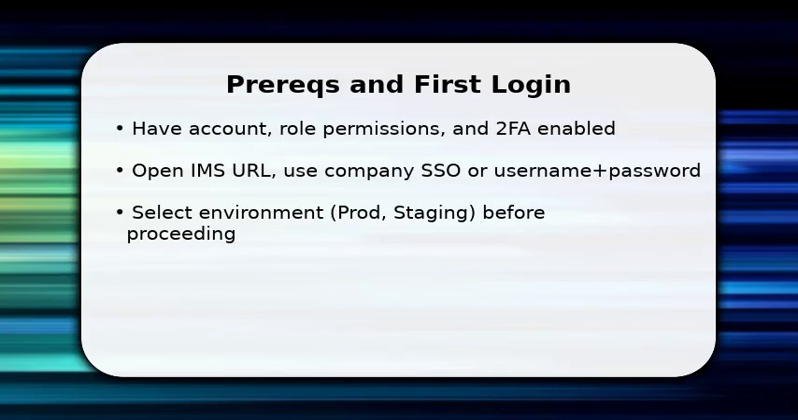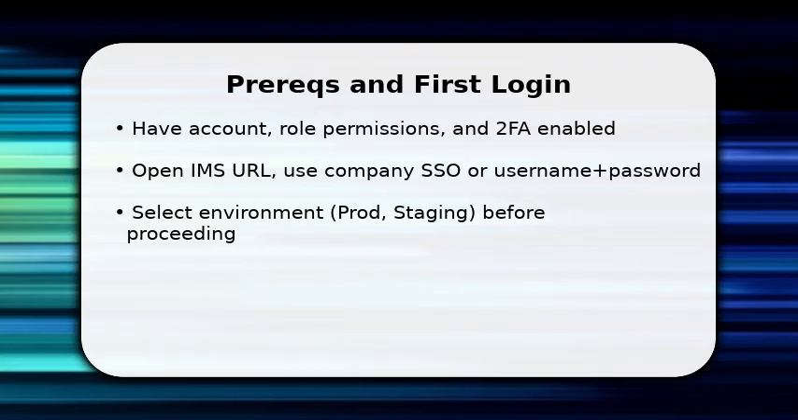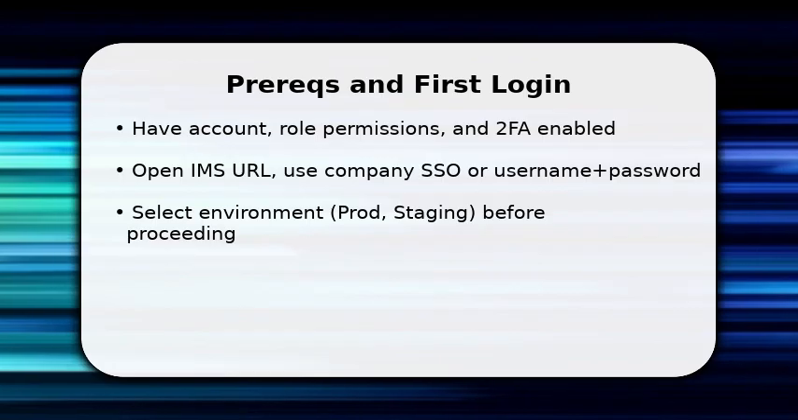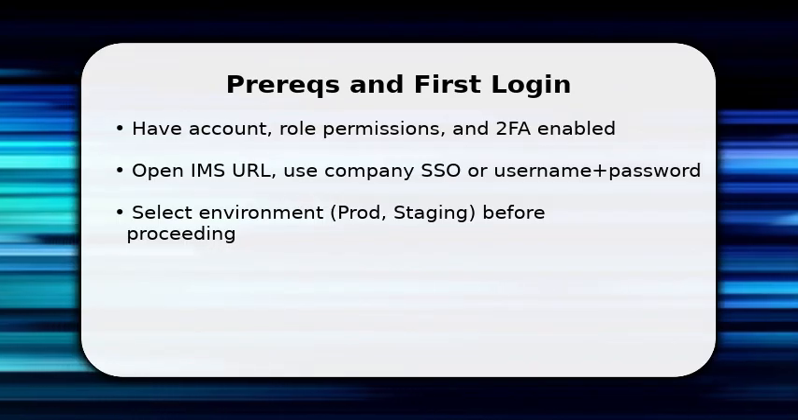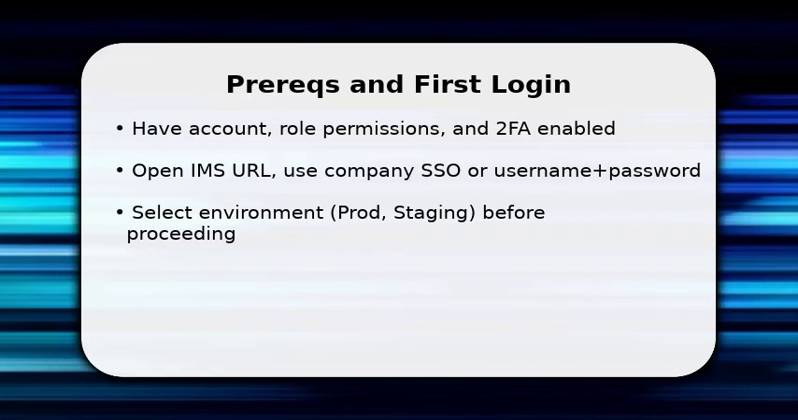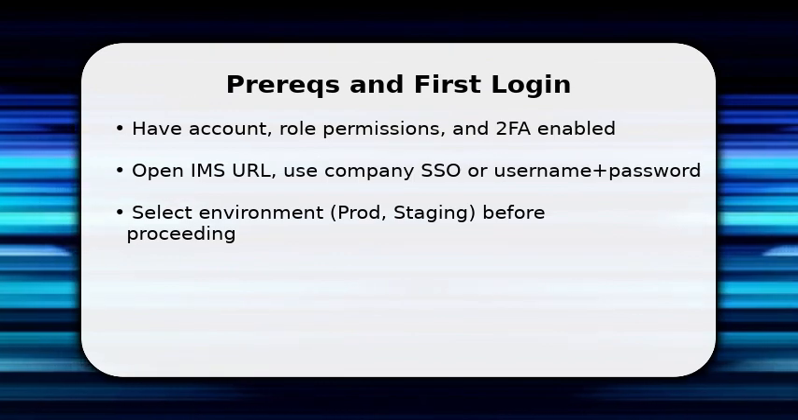You start by confirming permissions and 2FA so you won't stall during changes. Once done, open the IMS Dashboard URL and choose Company SSO or enter username and password. After authentication, immediately pick the correct environment, prod versus staging, because actions apply to that dataset. Make sure your browser pop-ups and cookies are allowed, then wait for the main navigation to load. This prevents accidental edits and saves time when you move to the configuration step.